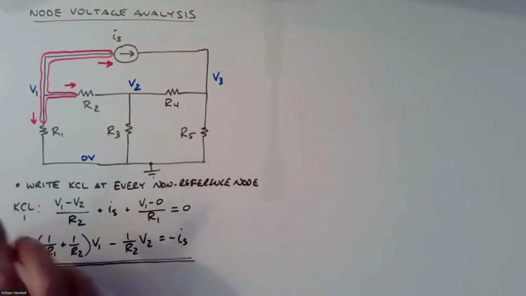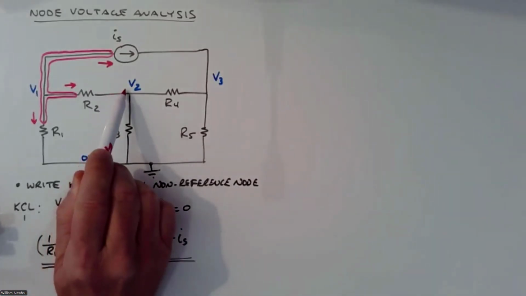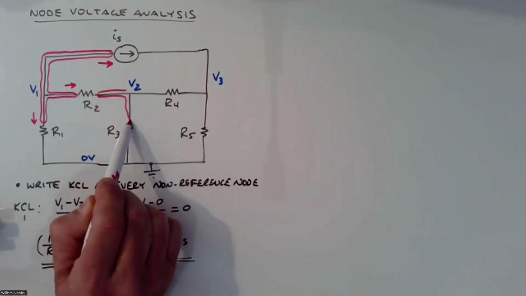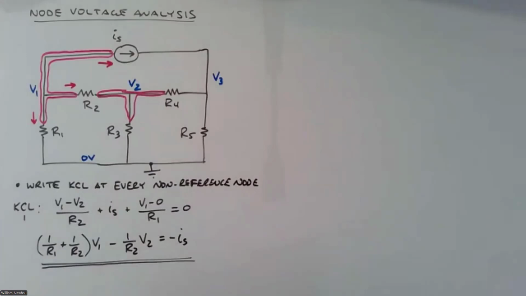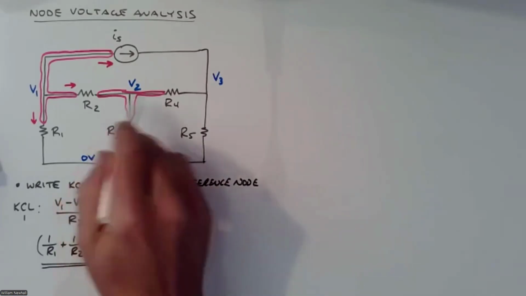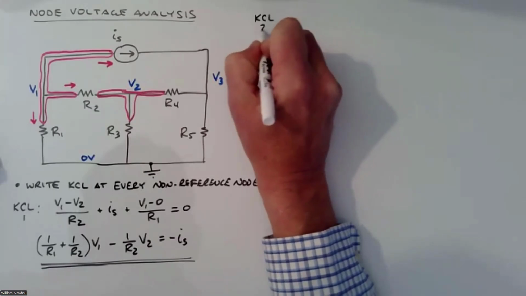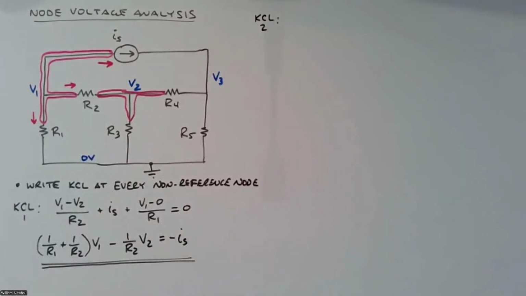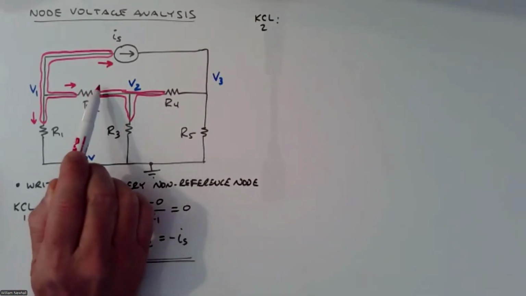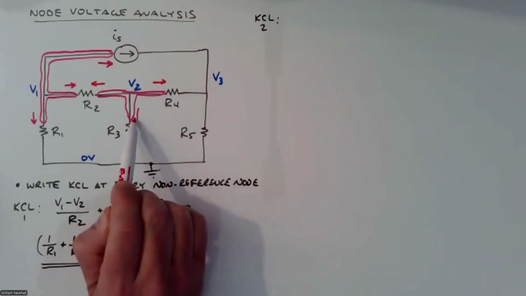But let's continue on. Let's now write the KCL equation for this node, node 2. Remember, the node is the entire connection between circuit elements. So V2 applies to that whole middle red node there. So let's write KCL2. Okay, so now again, I use the form of KCL where I sum currents leaving the node. So I'm going to sum that current plus that current plus that current.